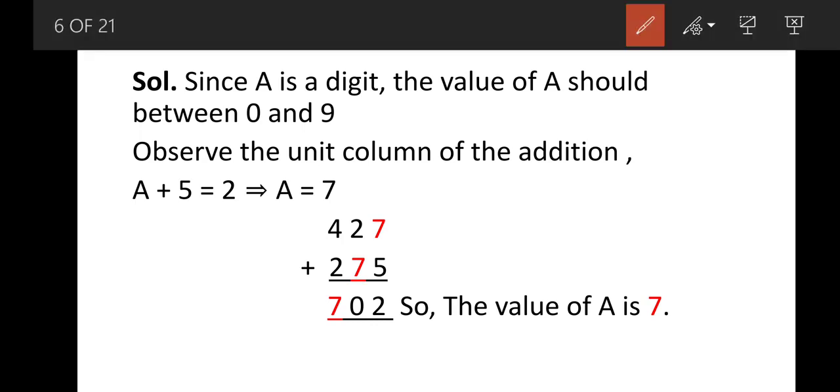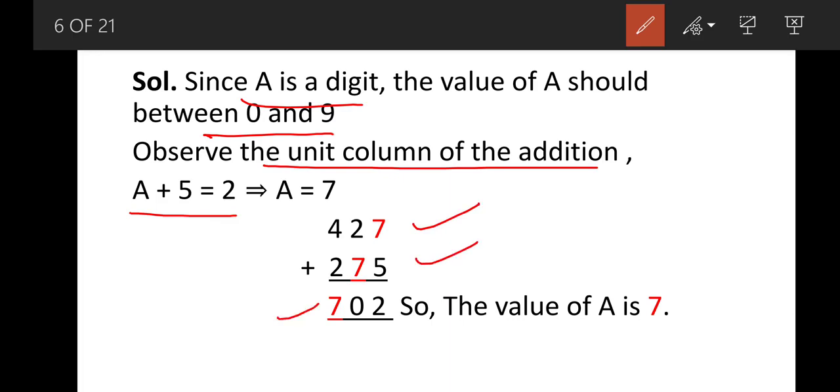Since A is a digit, the value of A should be between 0 and 9. Observing the unit column of the addition, it is A plus 5 is equal to 2. So what should be the possible value of A here? A should be 7. Then only it will be 12, and 2 will be written at the units place and 1 will be carried forward to the other column. So it will be 427 plus 275. It will be 702. So the value of A is 7. I think this question is clear to you.